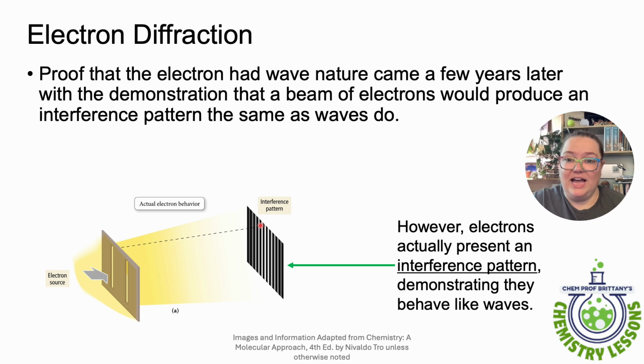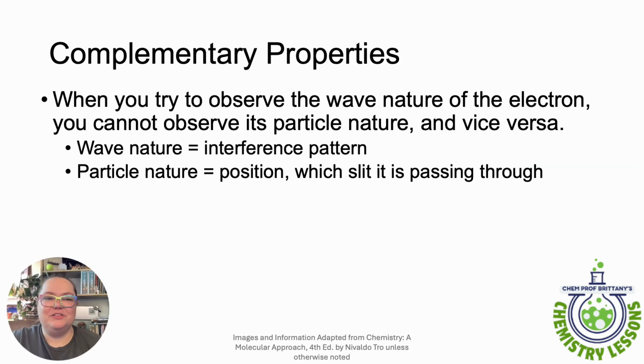We can do this exact same experiment with water and see the waves and how they appear where we see the results, right? So this experiment confused people. When you try to observe the wave nature of an electron, you can't observe its particle nature. When you try to observe its particle nature, you can't observe the wave nature.